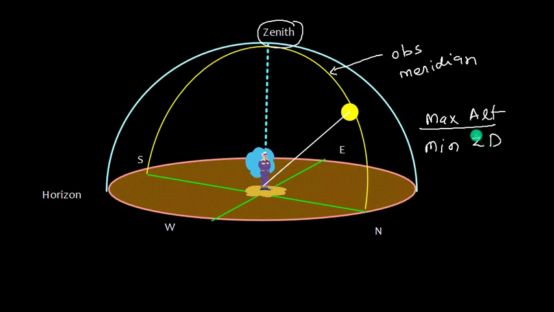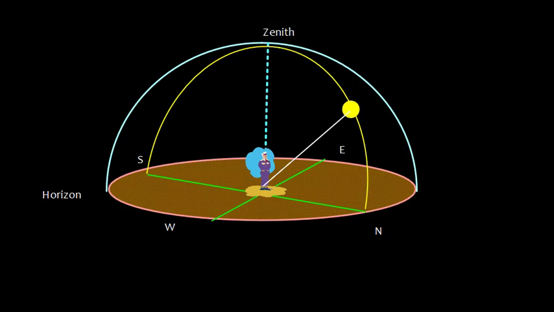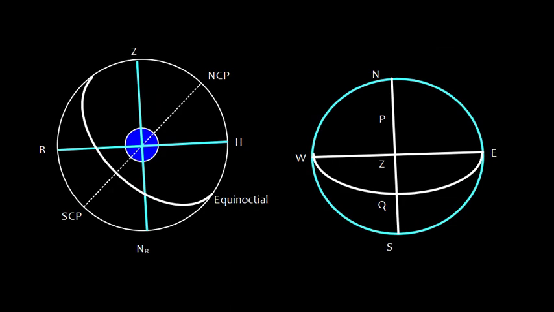Zenith distance. Well, let me just define. This angle is altitude and this angle is zenith distance. So since it is passing through the meridian, the zenith distance is called meridional zenith distance, right? So in the next slide I am going to discuss more in detail.